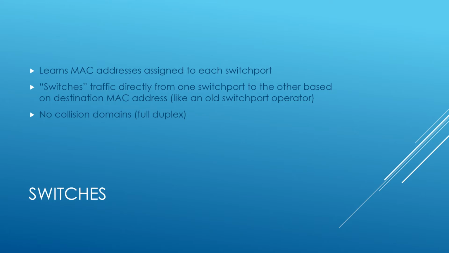And it has no collision domains, which means devices don't have to wait to see if the line is clear before transmitting traffic. And as a bonus, it's full duplex, which means the device can send and receive traffic at the same time. All of your wired devices will plug into a switch. That is the first stop for every device that communicates on a wired network.